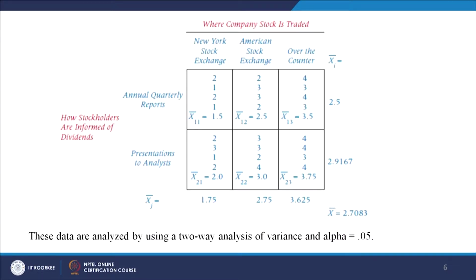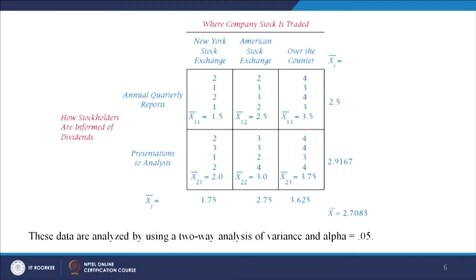Okay. So, in this problem we have how the information is given to the stockholders, through the reports and through the presentation, and where it is traded: the New York Stock Exchange, American, and over the counter. Now, first let us find out individually, there are 6 cells, 1, 2, 3, 4, 5, 6, for each cell what is the mean. For the first cell it is 1.5, 3, 4, 5, 6 divided by 4. Similarly, for the second cell it is 2.5, third cell 3.5, fourth, fifth and sixth. So, individually for each cell you first find out the means.